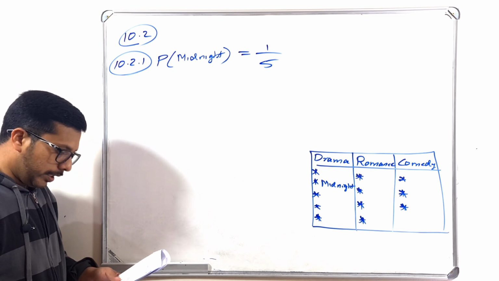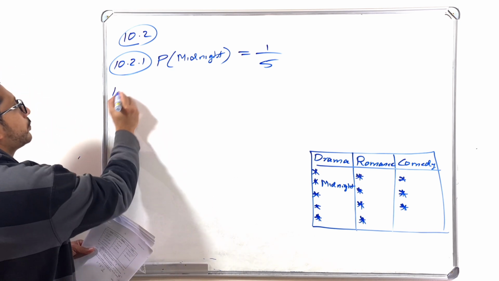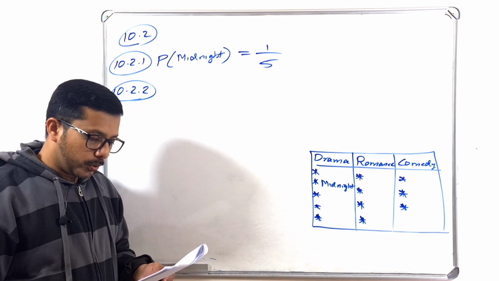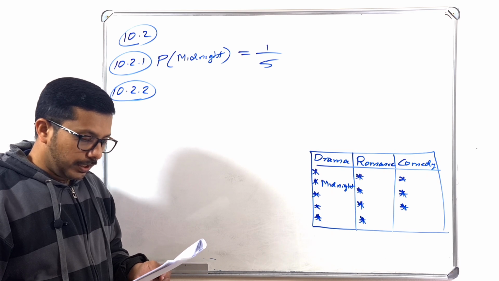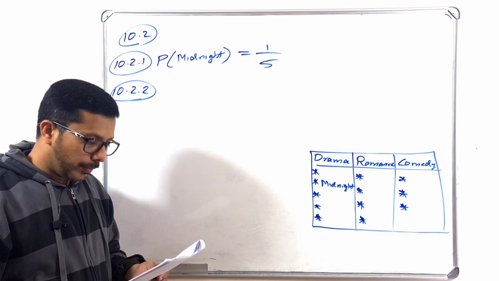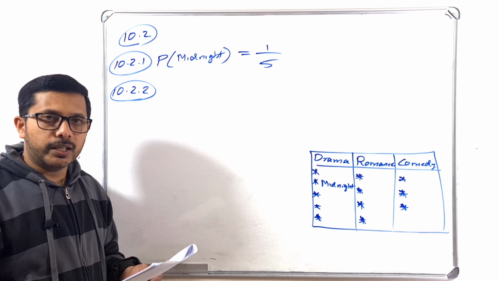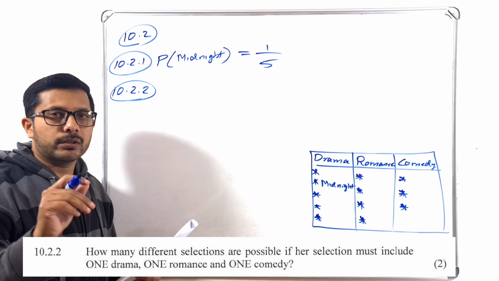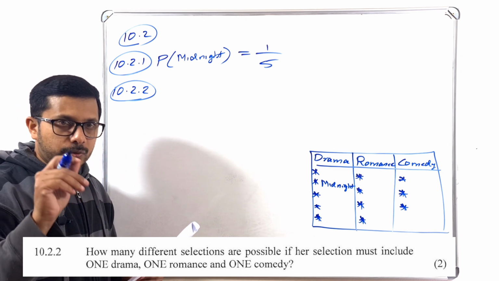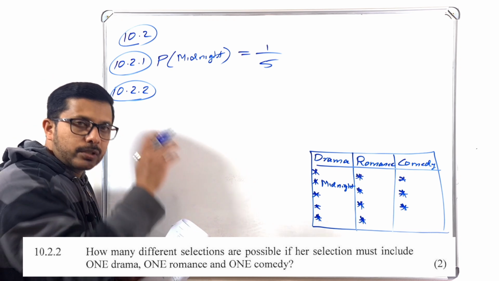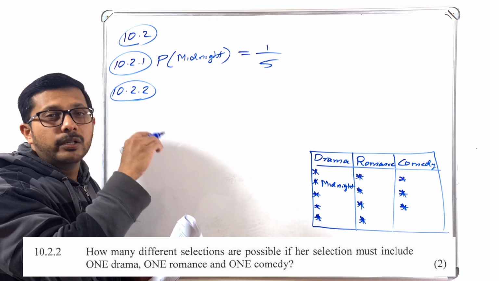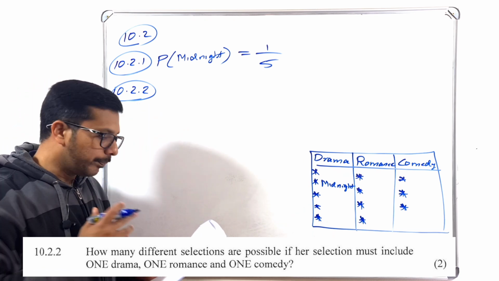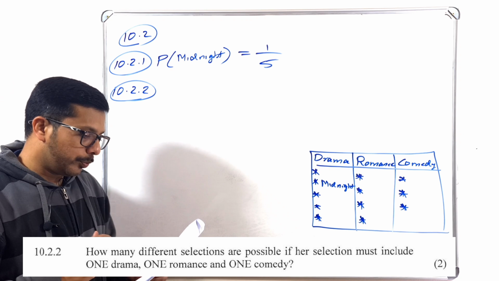Okay, next question, 10.2.2. How many different selections are possible if her selection must include one drama, one romance, and one comedy? Those who watched that theory part, maybe you remember rule 1. Those who didn't watch, you must watch that theory part, where I explained rule 1. After you watch that one, this one is very easy to answer. So anyway, here look at question number 10.2.2.